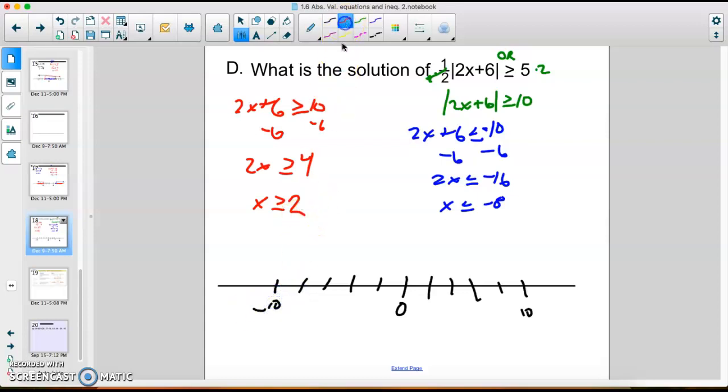Okay, now the red one, we're going to put in a closed dot at 2, and we're going to go greater than. The blue one, we're going to put a closed dot at negative 8, and we're going to go less than or equal to. And so, as predicted, we have an OR situation.